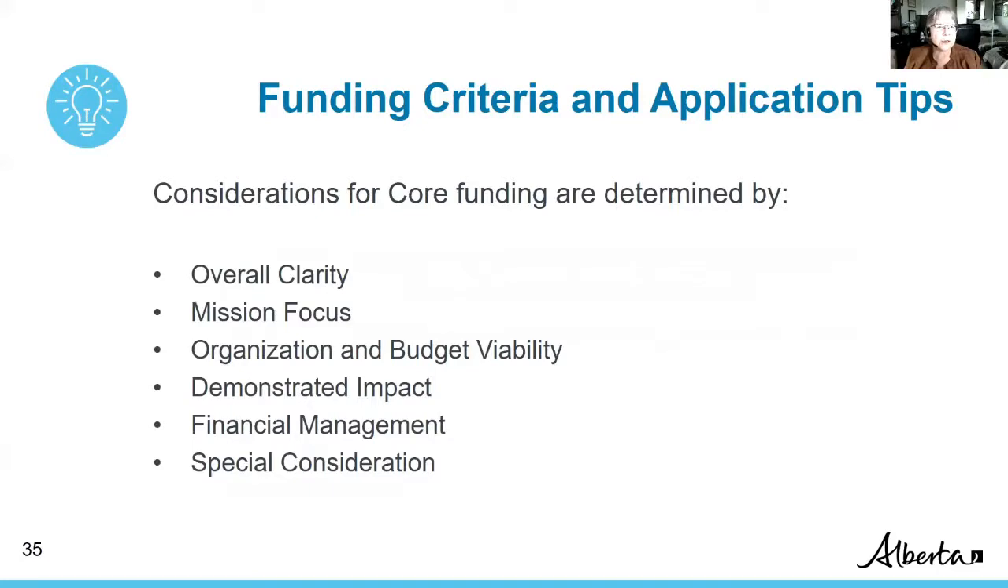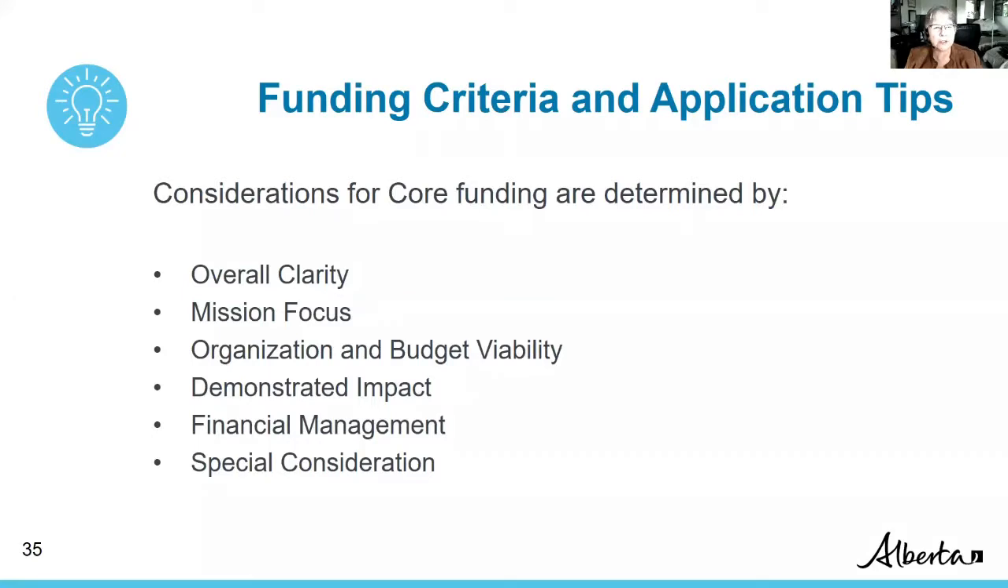Core funding criteria and application tips. CIP operating applications are evaluated based on how well they meet the criteria within the CIP operating guidelines. The guidelines are on our website under Section 4, and the criteria clearly outline the funding priorities and considerations for the program, which begin on page 8 of the guidelines. Application evaluation and assessment is based on the overall clarity.